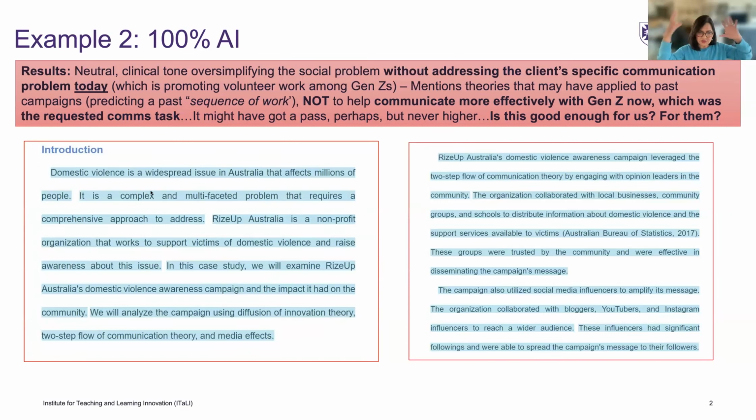Domestic violence, the social problem, but not how to communicate and get Gen Z volunteers, which was in reality the task. So you have to read more carefully, read triple, ask your tutors to read triple too, and also check the references, check all the things they use, the material they use from theory, from the practices, etc. That's the only advice so far.